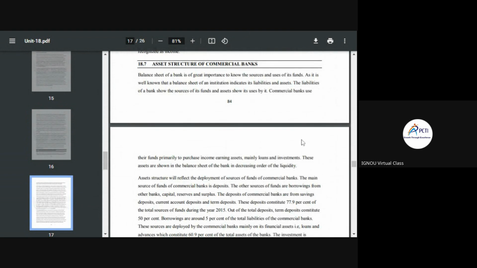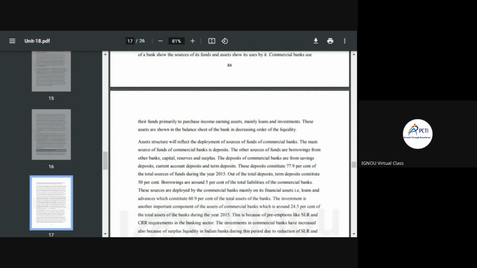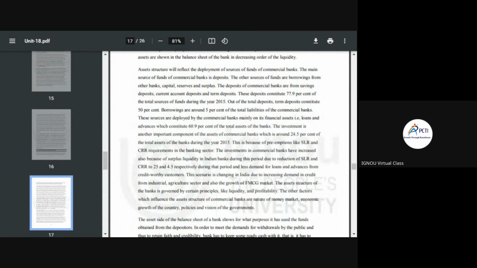Next is asset structure of commercial banks. So basically, the balance sheet of a bank is of great importance to know the sources and uses of its funds. It is well known that the balance sheet of an institution indicates its liabilities and assets. So the liabilities of a bank show the source of its funds, and assets show its uses. Commercial banks use their funds primarily to purchase income-earning assets, mainly loans and investments. Asset structure will reflect the deployment of sources of funds of commercial banks, and the main source of funds of commercial banks is deposits, and the other sources of funds are borrowing from other banks, capital, reserves, and surplus. And the deposits of commercial banks are from saving deposits, current account deposits, and term deposits.